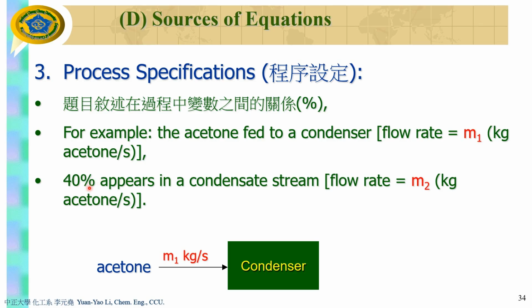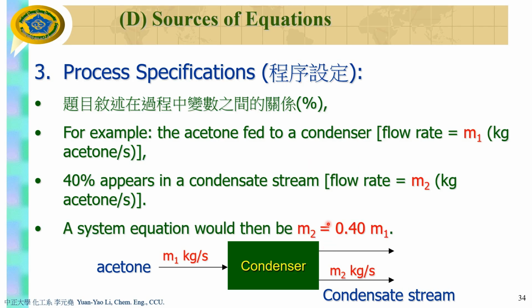And I also told you that 40% appears in the condensate stream flow. So for a condenser, you have a condensate stream, right? You have upstream and downstream. So the condensate stream will be M2. So what's the relationship between N1 and M2? So 40% times N1 will be equal to M2, right? So this is what we call specification. So M2 equals 0.4 N1. So this is the information you can get, and this is another equation you can get. Okay, this is number 3. So you can get specification.